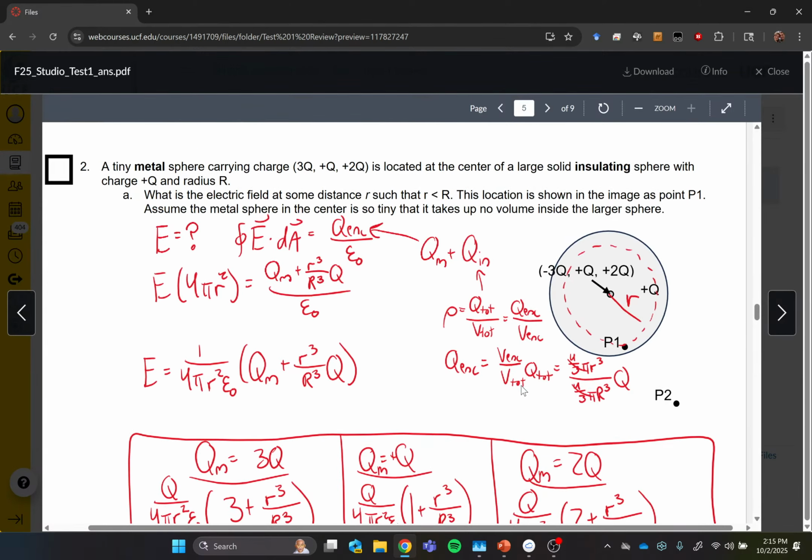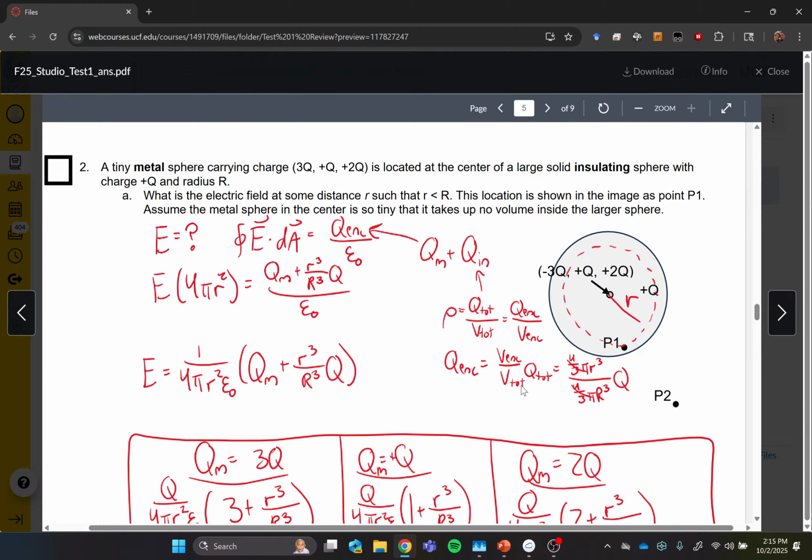This gets to the heart of what we are doing with Gauss's law. We're finding the charge enclosed, inside. How much charge is inside? If I've got 2 objects, find the charge of each object and add them together. That's the key to this.